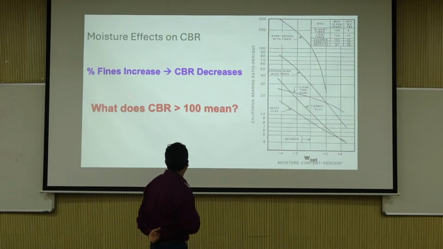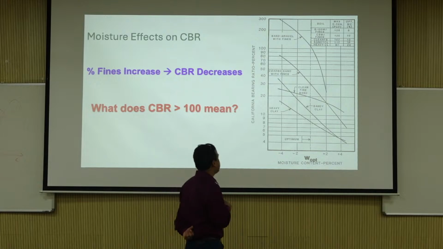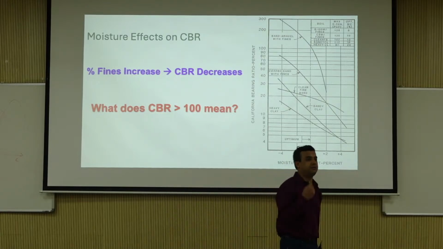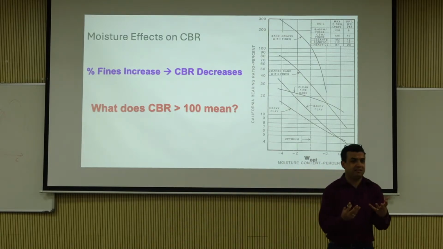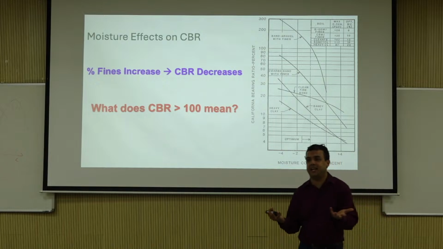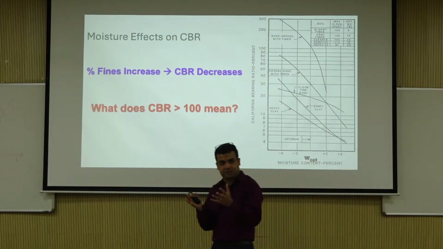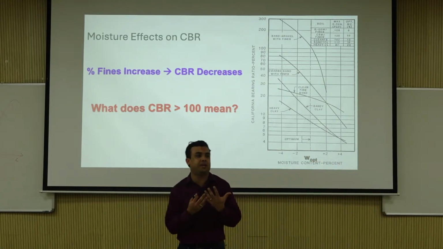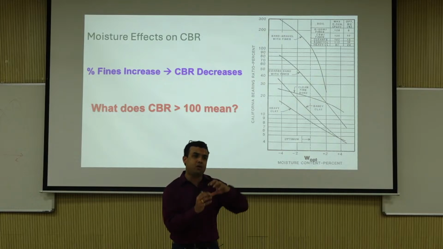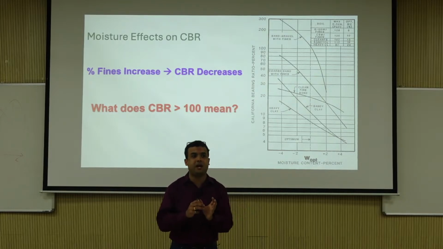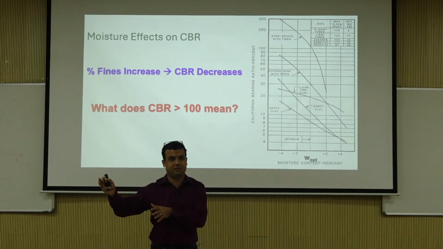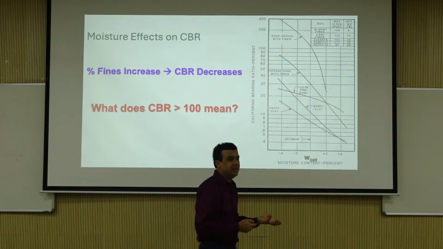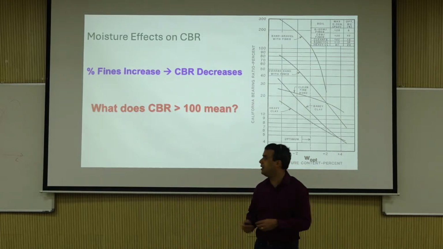Typical results: when fines increase, CBR decreases, because it's a strength. Like if anything, it is a strength index, right? It gives you some kind of shear strength. I would be much more comfortable if you used CBR to predict shear strength than CBR to predict resilient modulus. It's a strength index for all practical purposes, right?